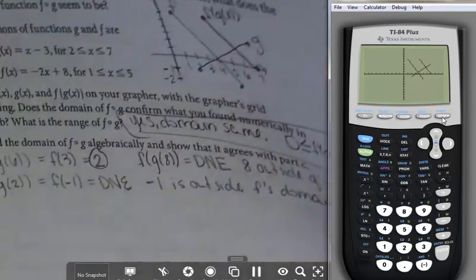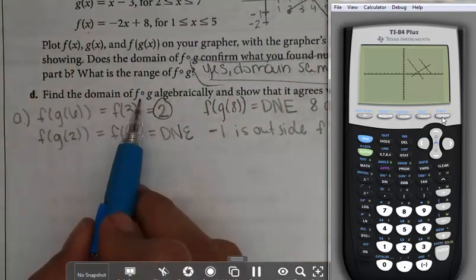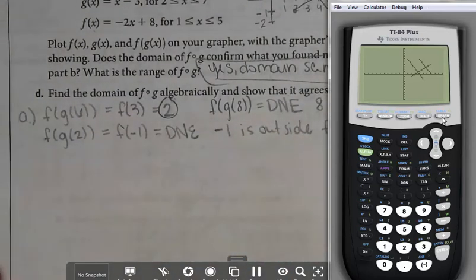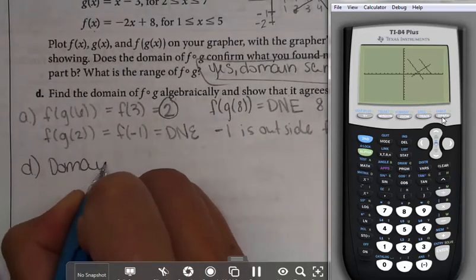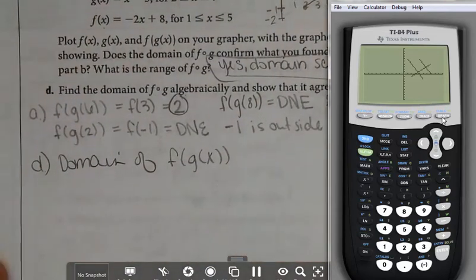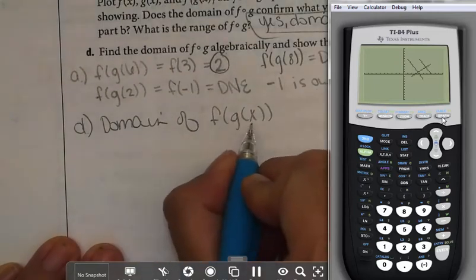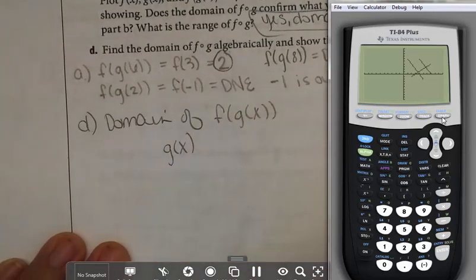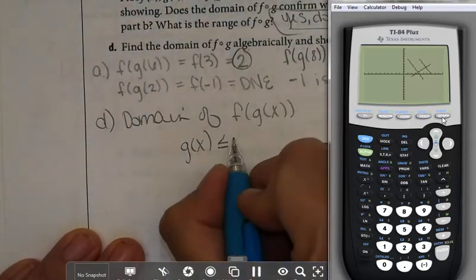All right, last part here, we're going to do D. We're going to find the domain of f of g algebraically and show that it agrees with part C. Okay, so D. We want the domain of f of g of x. Here's how you do this. First thing you do is you take the input and you write that in the domain of f. Well, the domain of f was between 1 and 5.